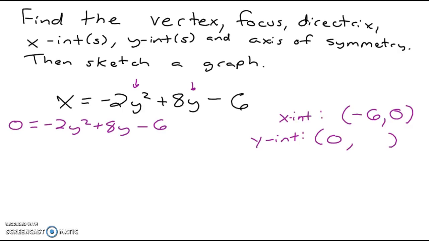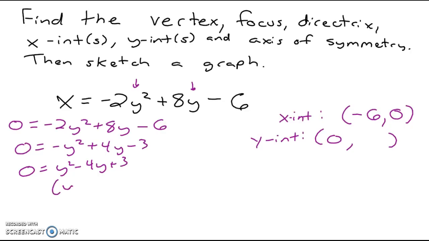And we can go ahead and solve this. Seeing that all these numbers are even, we can divide by 2 on both sides to get 0 equals negative y squared plus 4y minus 3. This one looks like it might factor nicely. I'm going to multiply by -1 on both sides to get y squared minus 4y plus 3, which gives us y minus 3, y minus 1. If it didn't factor nicely, we could have just used the quadratic formula. So we have 2 points: a y-intercept at (0, 3) and a y-intercept at (0, 1).